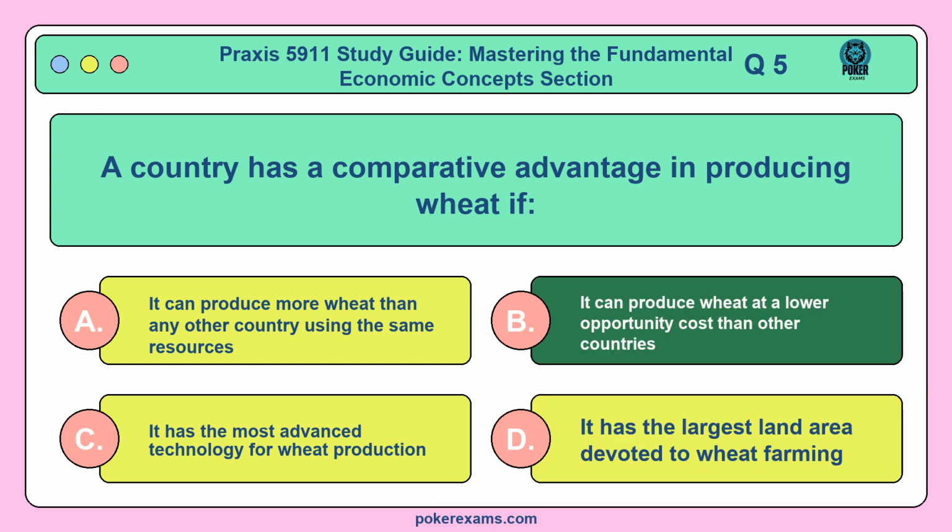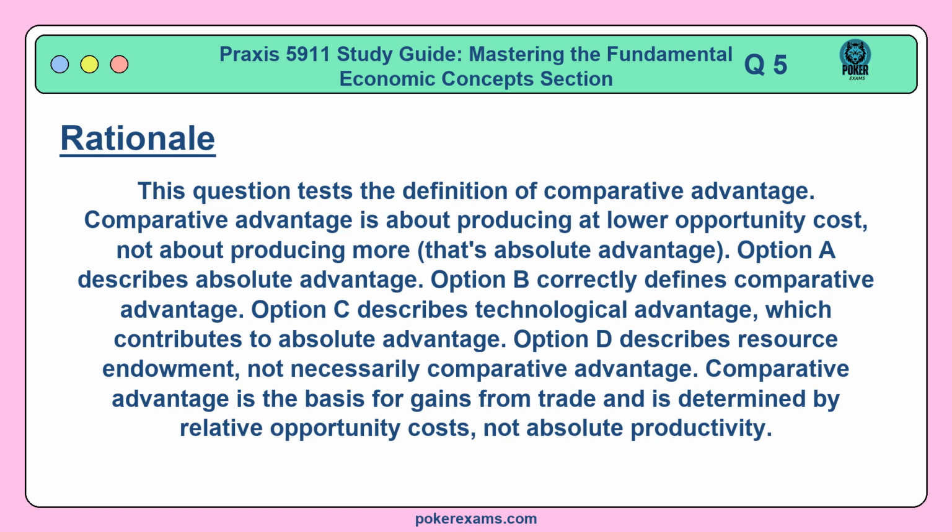The correct answer is B. This question tests the definition of comparative advantage. Comparative advantage is about producing at lower opportunity cost, not about producing more. That's absolute advantage. Option A describes absolute advantage. Option B correctly defines comparative advantage. Option C describes technological advantage, which contributes to absolute advantage. Option D describes resource endowment, not necessarily comparative advantage. Comparative advantage is the basis for gains from trade and is determined by relative opportunity costs, not absolute productivity.